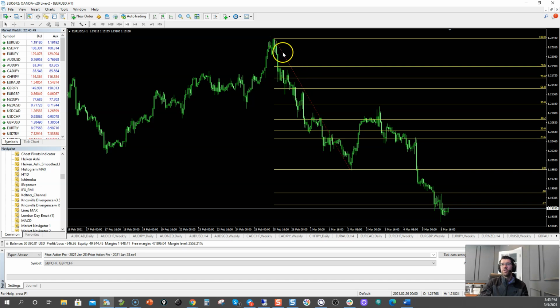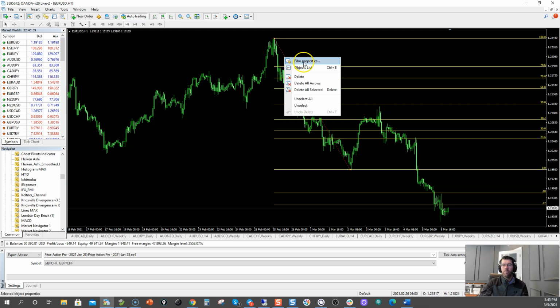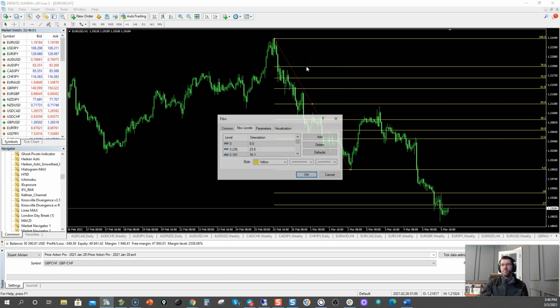Right now, what I will do is double click on this so I can drag it from the high to the low. I will double click on the tool. You can see it pop up with those little grab candles. So I will right click and go into Fib Properties.